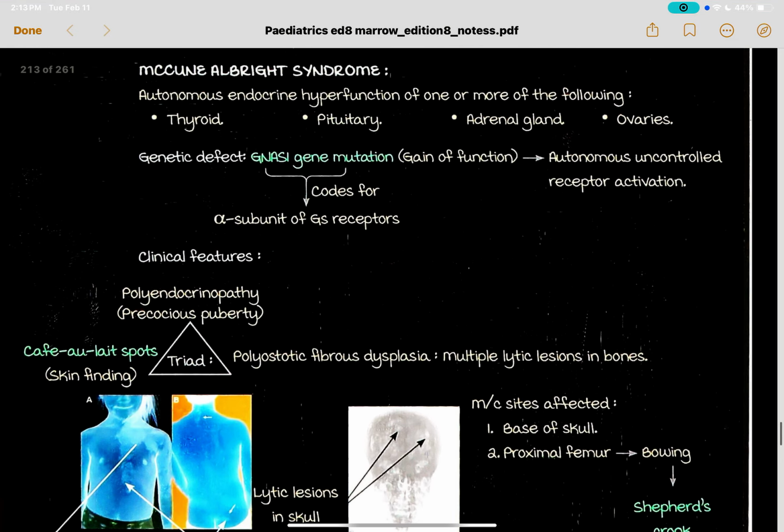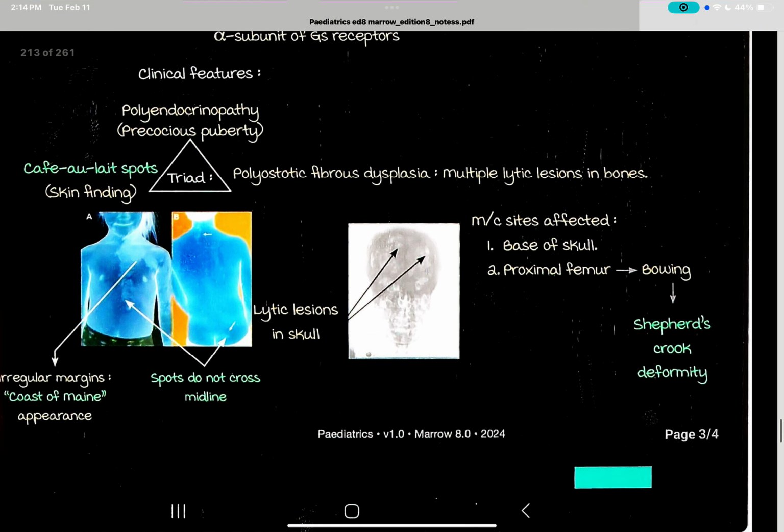McCune-Albright syndrome: autonomous endocrine hyperfunction of one or more of the following: thyroid, pituitary gland, adrenal gland, ovaries. Then it is called McCune-Albright syndrome. Genetic defect: GNAS1 gene mutation, a gain of function causing autonomous, uncontrolled receptor activation. It codes for the alpha subunit of Gs receptors.